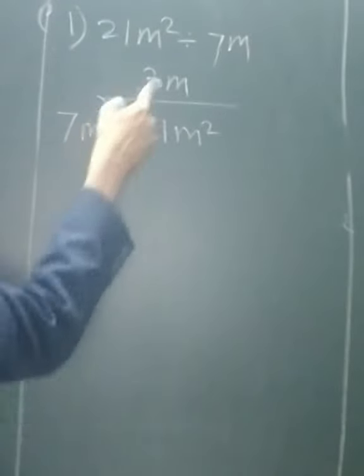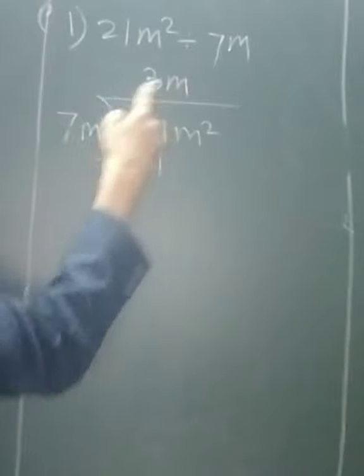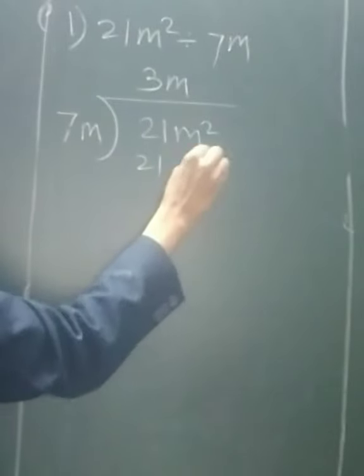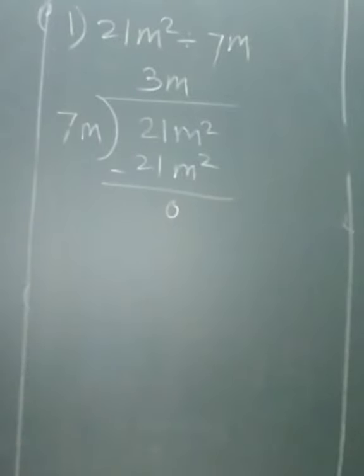Okay. So when we multiply these two together, we get 7 3s are 21. M multiplied by m is m square. When you subtract it, you get the remainder as 0. So what is your quotient? Your quotient is 3m and remainder is 0. Okay. So let's solve the second one.